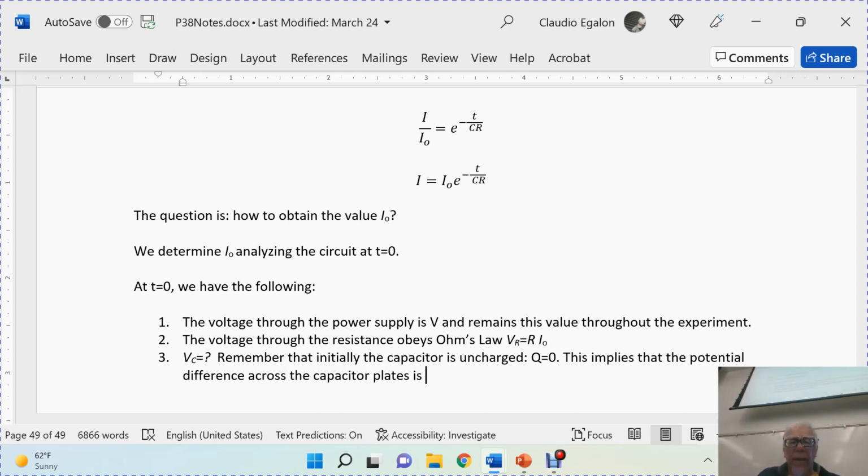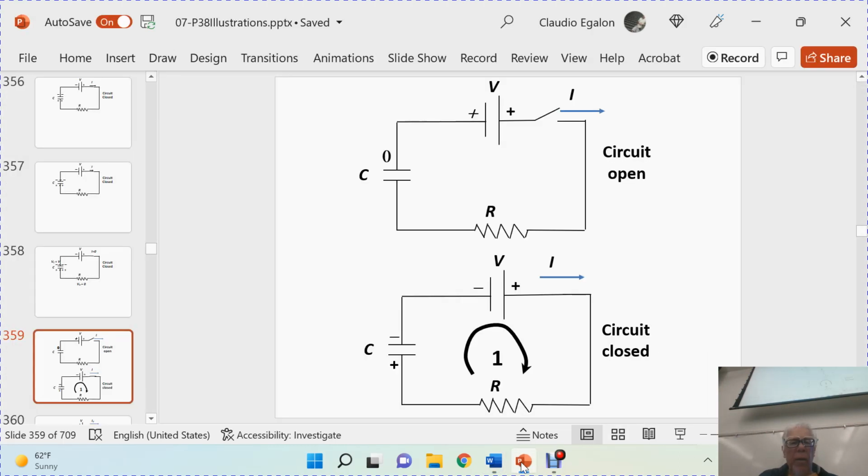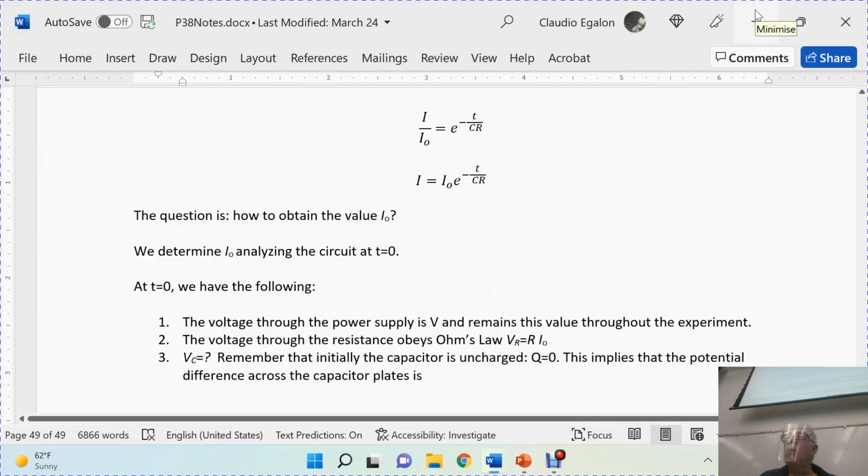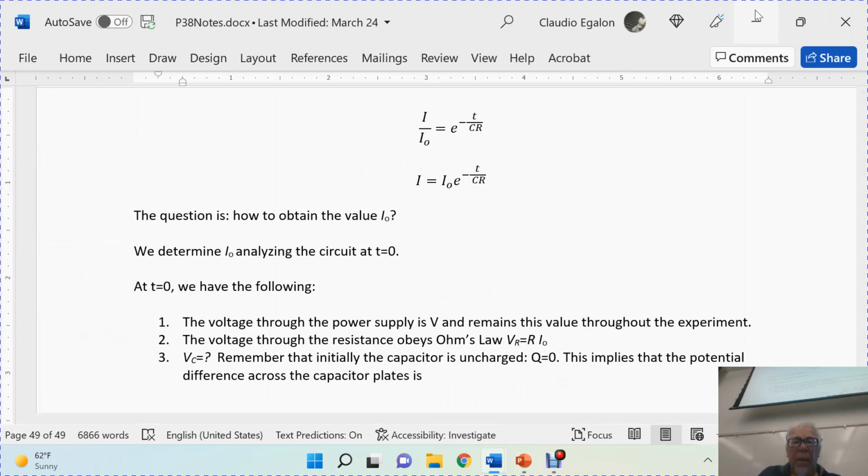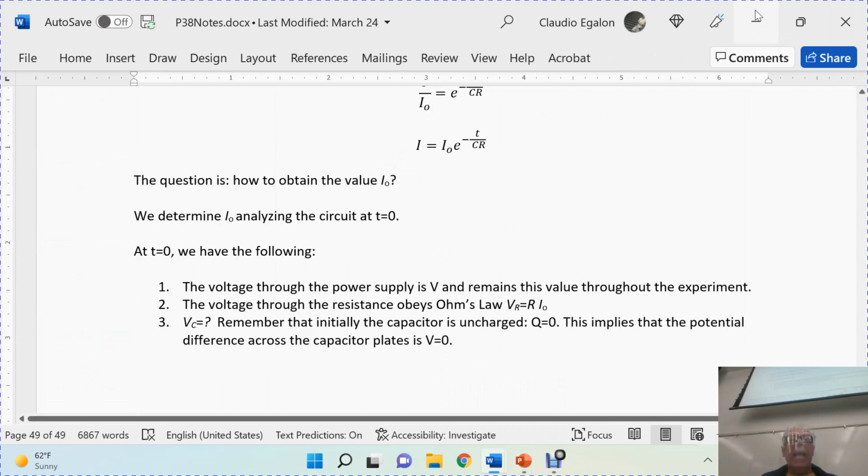The two plates, right? Let's go back to the drawing. Here you go. At time t equal to 0, there is no accumulation of charges on this plate here. If there is no accumulation of charges on this plate here, there is no electric potential difference between those two plates. So at time t equal to 0, the potential difference across the capacitor plates is going to be 0. Okay? And now we start to have an inkling of what's the value of I naught.